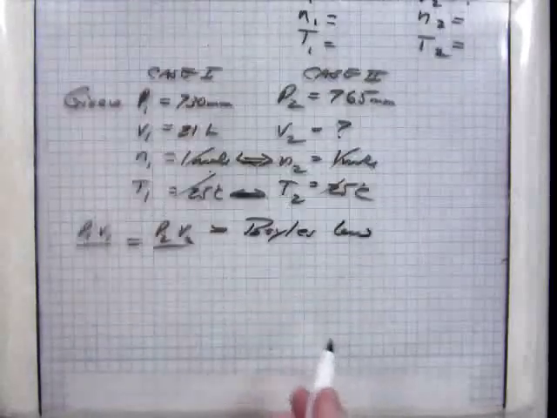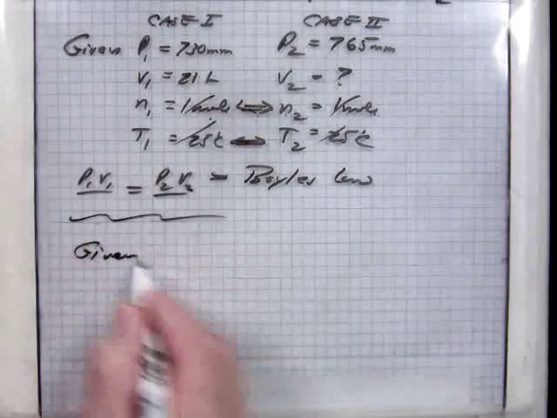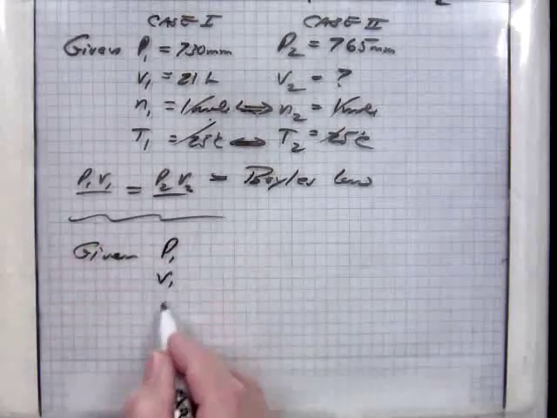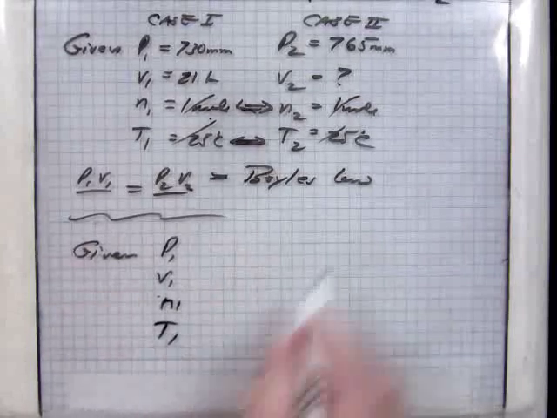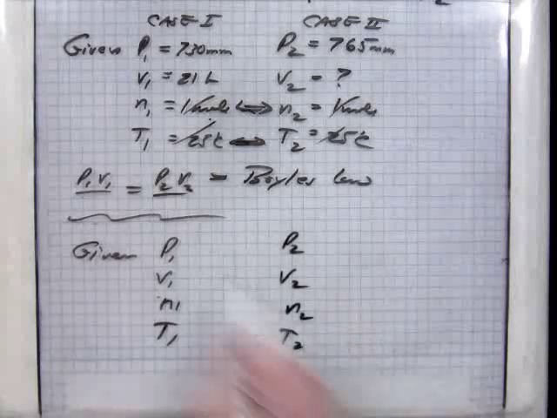So, all right, let's say you had another one, say, given P1, V1, N1, T1, P2, V2, N2, T2.